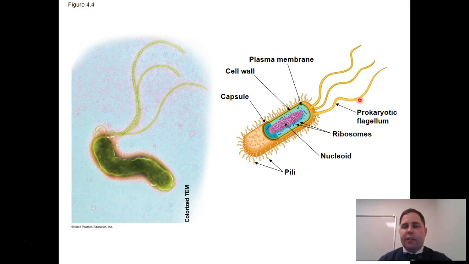A prokaryotic flagellum, which is different than a eukaryotic flagellum, we'll talk about in a little bit. That allows the cell some motility so it can move about. And the pili are sort of appendages that stick out of the cell and allow it to attach to things. So it helps these bacteria attach to a host, attach to one another, and control their interactions with the environment.